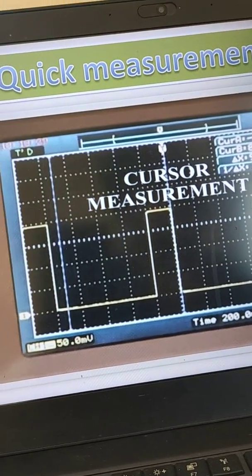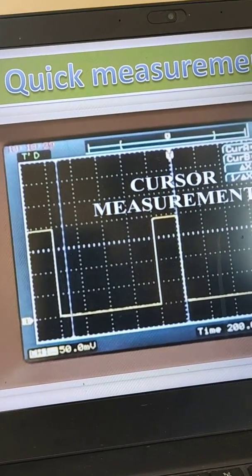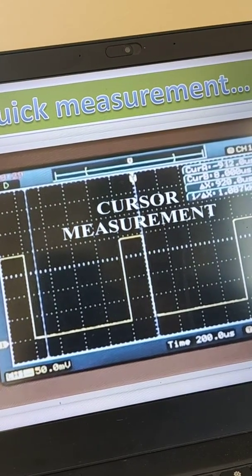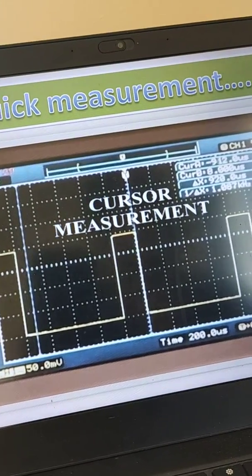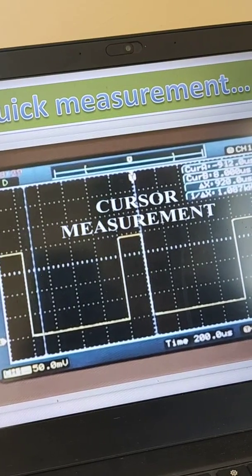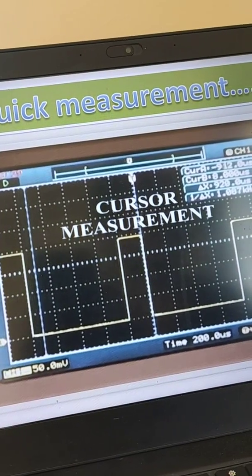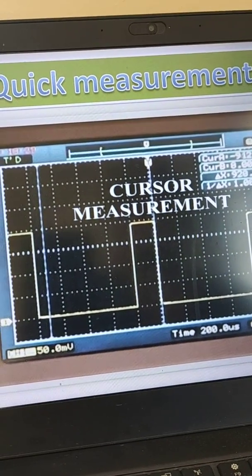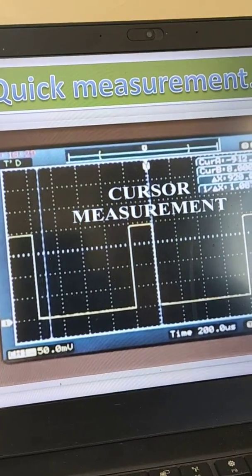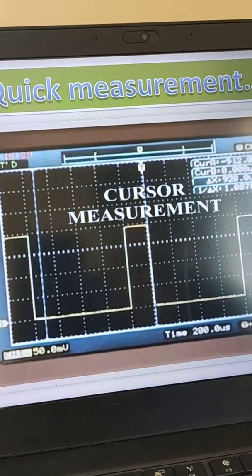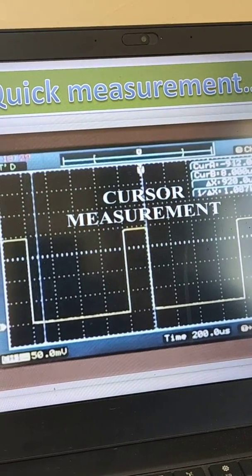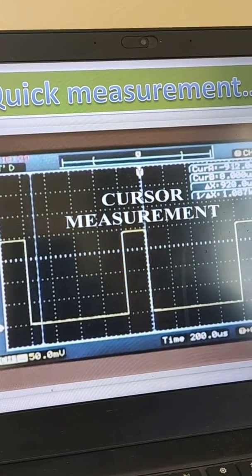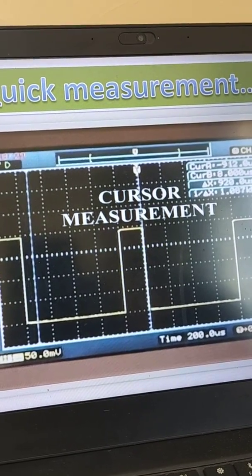There are different applications of a DSO: measurement of AC voltages and AC current, measurement of frequency and time period, medical applications such as cardiograms, and analyzing a TV waveform, for example for getting a signal. Also it is used to observe the radiation pattern generated by a transmitting antenna. So these are the different applications of the DSO.